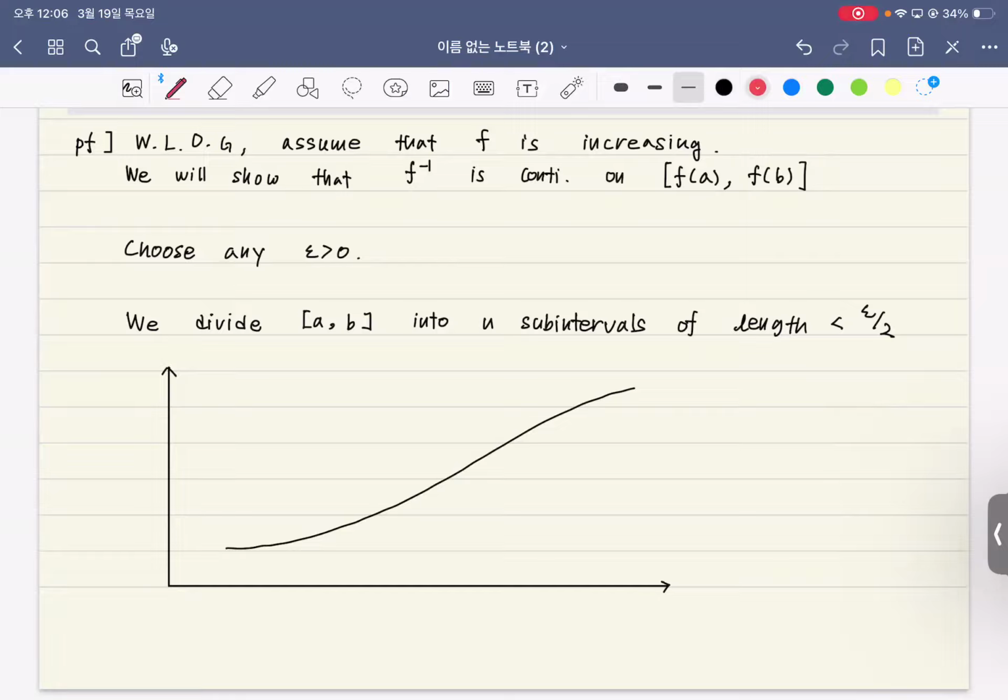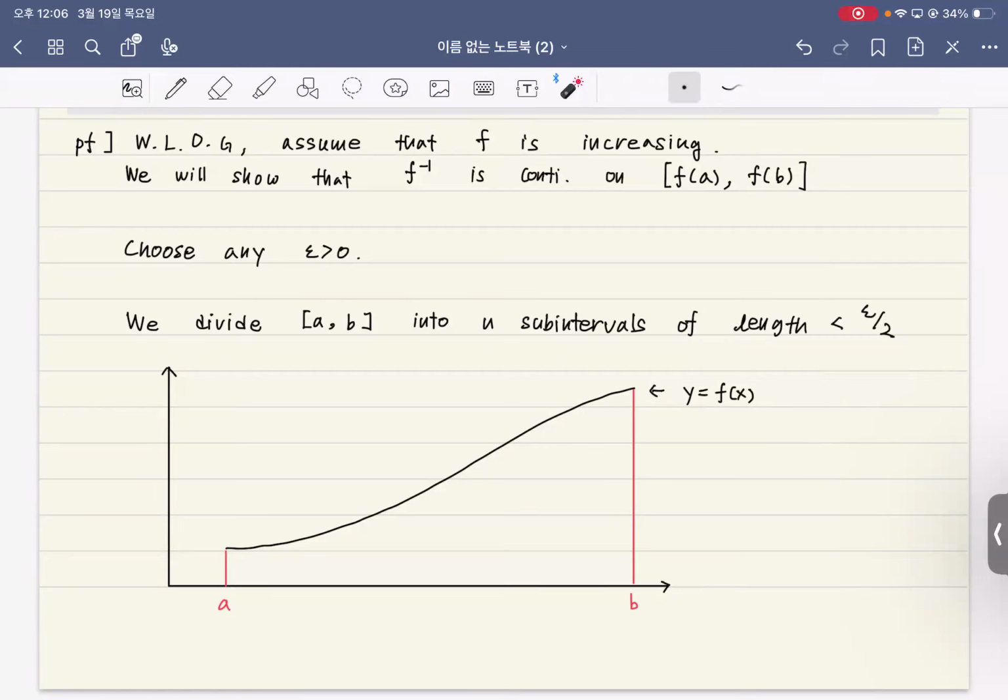This is a strictly increasing function. This is A, and this is B. And this is the graph of y is f of x. And because of our assumption, this is an increasing function.